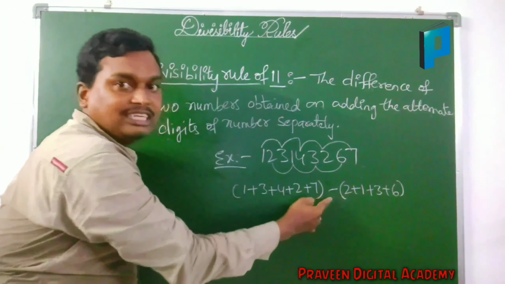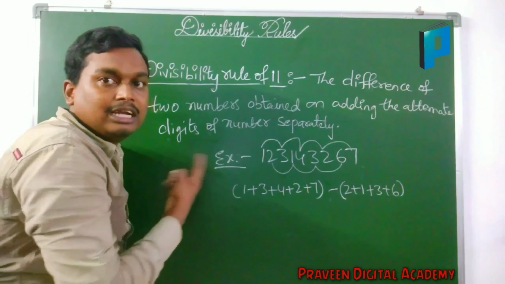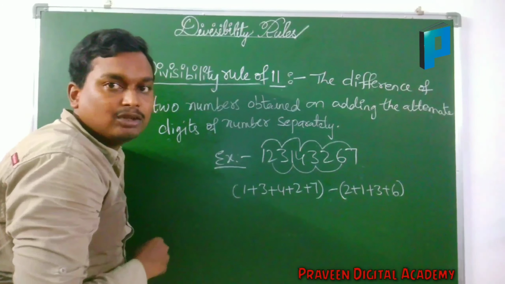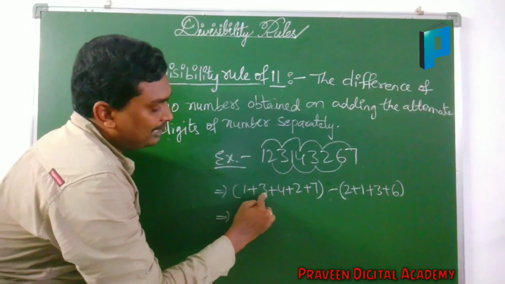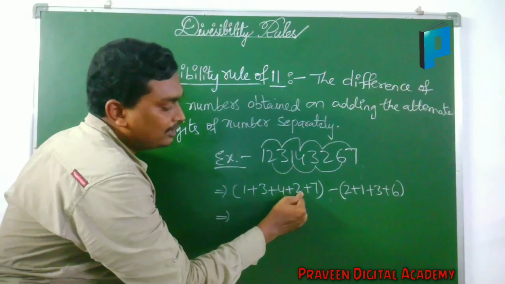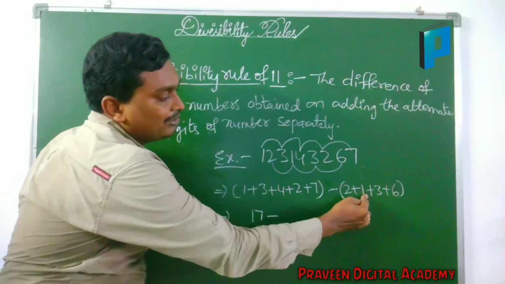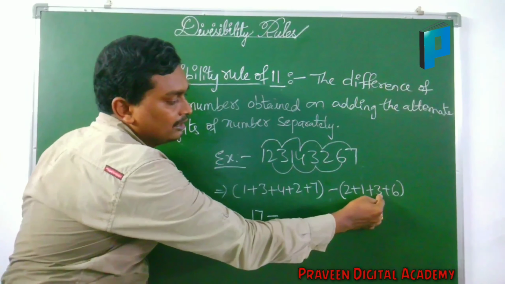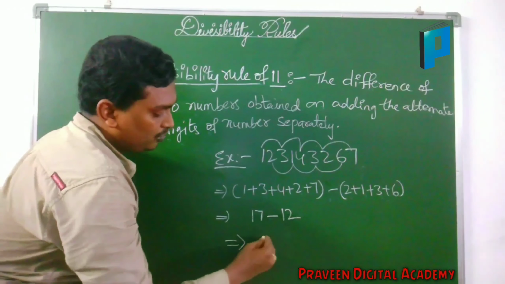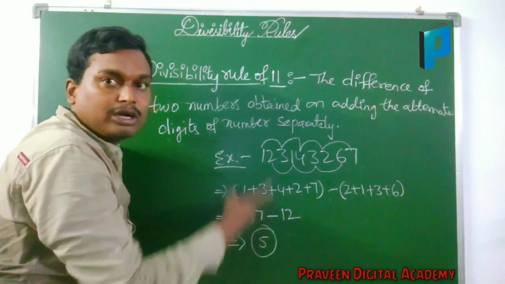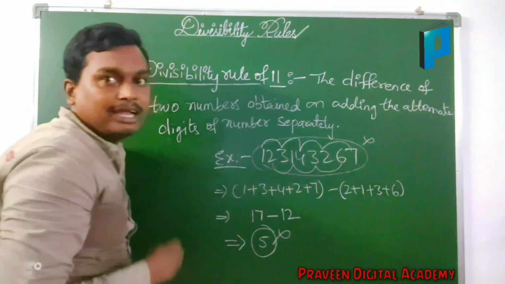After doing this difference, if the number is divisible by 11, then it is divisible by 11. If it is not divisible by 11, then it is not divisible by 11. Look here. 1 plus 3 is 4. 4 plus 4, 8. 8 plus 2, 10. 10 plus 7 is 17. Minus, 2 plus 1, 3. 3 plus 3, 6. 6 plus 6, 12. What did we get here? 17 minus 12 is 5. This 5 is not divisible by 11. Therefore, the total number is not divisible by 11.